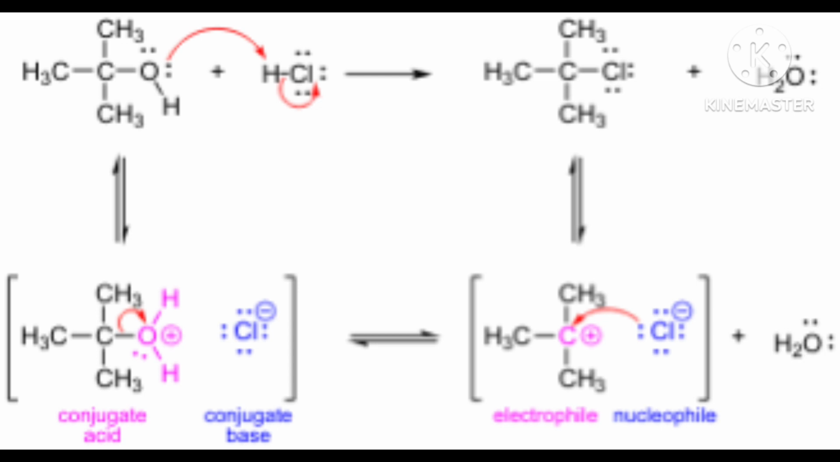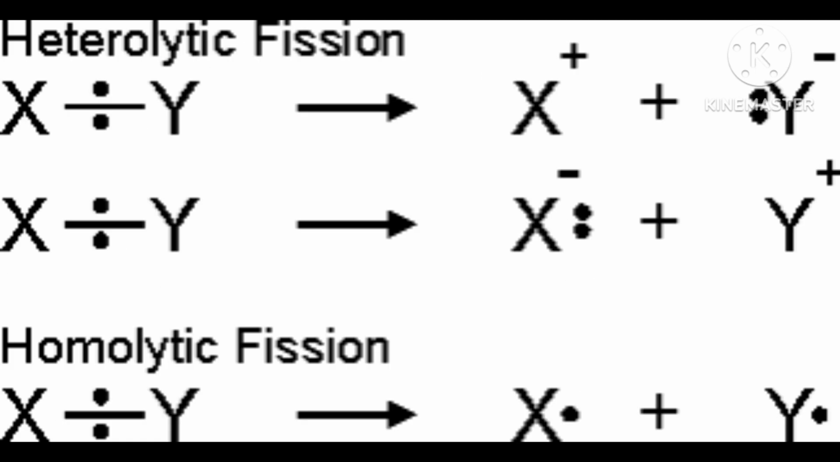The single electron movement is shown by a half-headed arrow, also called a fish hook, or you can also say curved arrow. Fishermen use a hook to catch fish, and the structure looks like that. Half-headed, fish hook, or curved arrow.